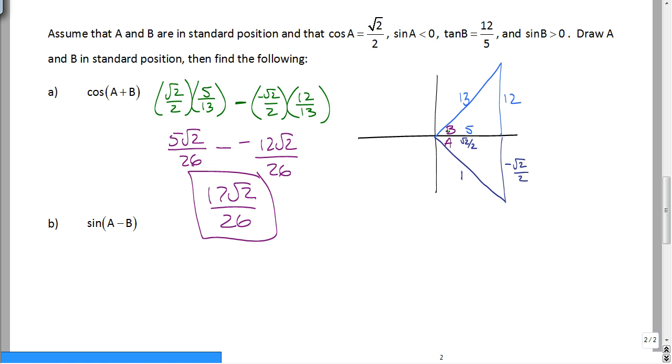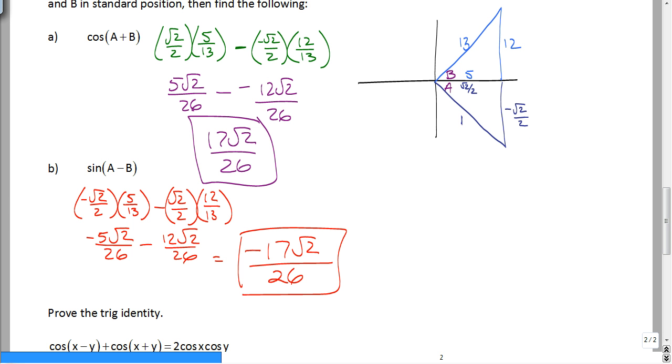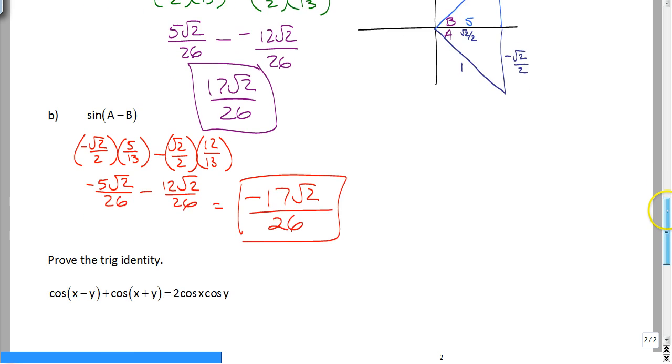Now I'm going to tell you to pause the video and you try sine of a minus b. So you're going to have to use your difference formula for sine on the sheet and substitute in all your values, and let's see what you can do. Give it a try. If you got negative 17 root 2 over 26, you are good to go. All you had to do is use the formula and substitute in your values and simplify.